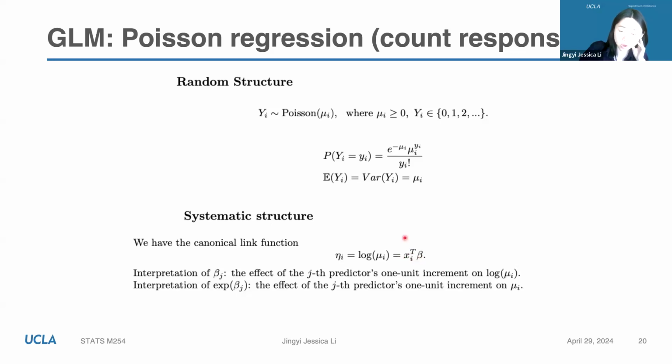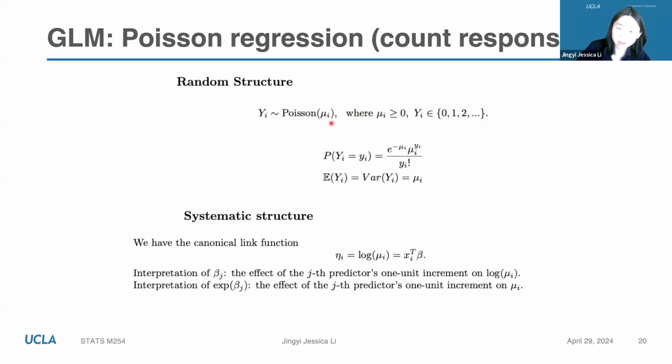Okay, so as you can see, for different types of generalized linear models, what we change is the random structure, because the response y_i would follow a different distribution depending on whether it takes real values, binary values, or count values. So depending on each case, we may assume a different distribution to be reasonable.